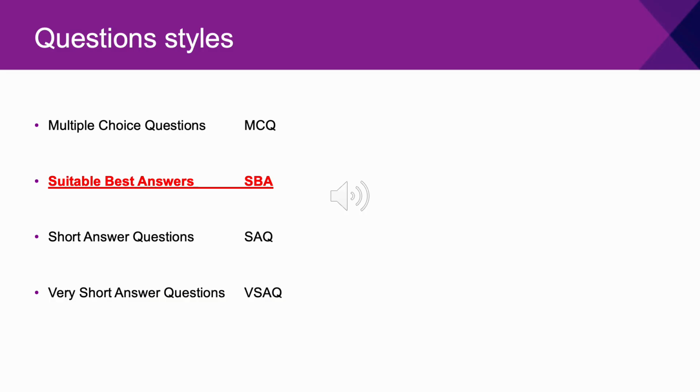I shall start with the exam question styles. There are a few styles to ask exam questions. The conventional one has been the multiple choice questions, MCQs. The trend is away now from MCQs, more into the single best answer, SBAs, where all the answers are plausible, but one will be the best fit.